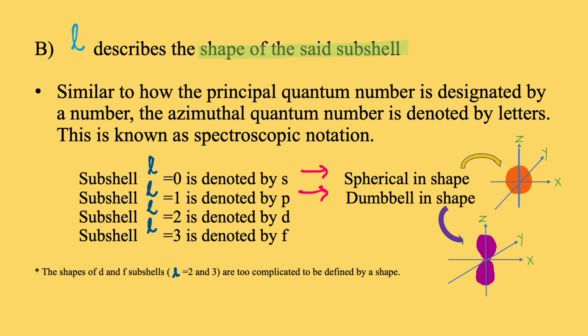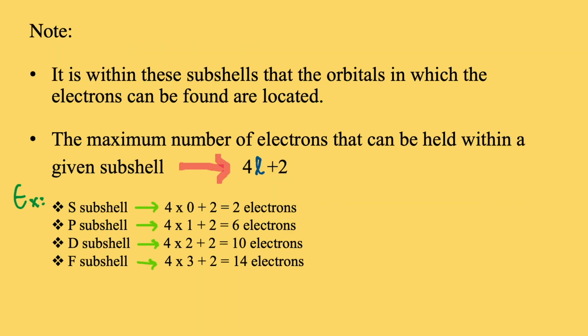Therefore, the subshell with L equals 0 is denoted by S, which is spherical in shape. The subshell with L equals 1 is denoted by P, which is dumbbell-shaped. L equals 2 is denoted by the letter D, and L equals 3 is denoted by the letter F. The shapes of D and F subshells, i.e., the subshells with L values of 2 and 3, are too complicated to be defined by a shape. It is within these subshells that the orbitals in which the electrons can be found are located.